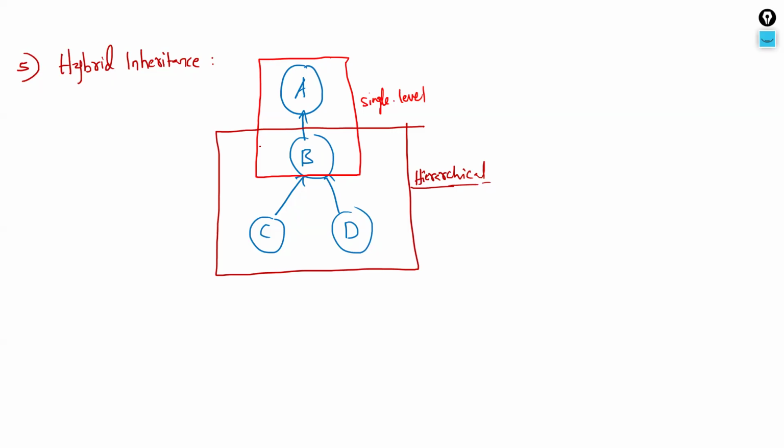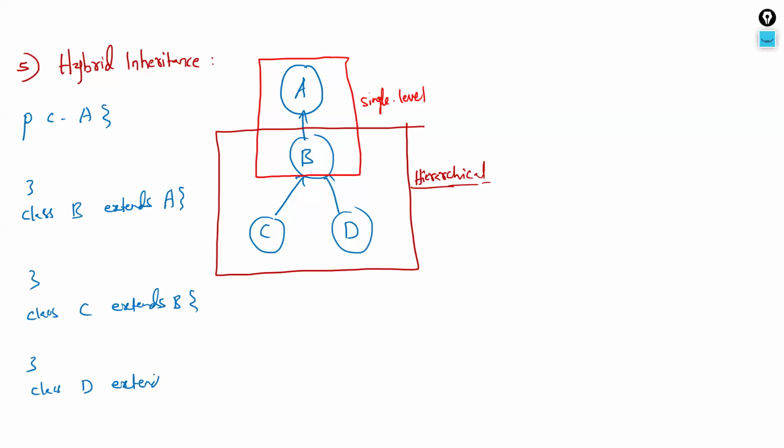So when this is supported, can we write the syntax? Yes or no? So what is the syntax quickly? Public class A, and then class B extends A. So B is a child of A class, followed by class C, which extends B, then the C class body, then followed by class D, which also extends B only, and its body. This is supported. Now let me draw one more combination.